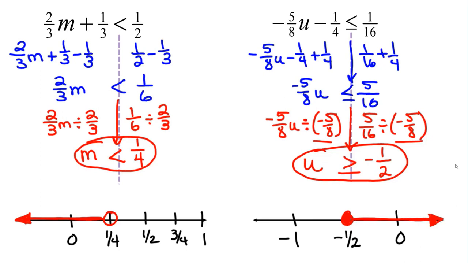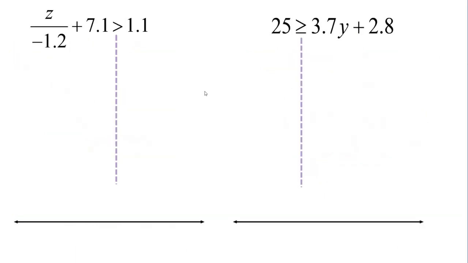So those were a couple of examples of working with inequalities that contain fractions. So here we've got some decimals now. Again, the same strategy. We're going to undo the addition first in this problem. z divided by -1.2 plus 7.1 is greater than 1.1. So I'm going to subtract 7.1 from both sides of this inequality. Minus 7.1, and then 1.1 minus 7.1.